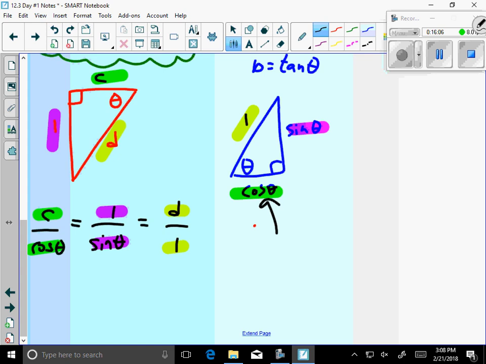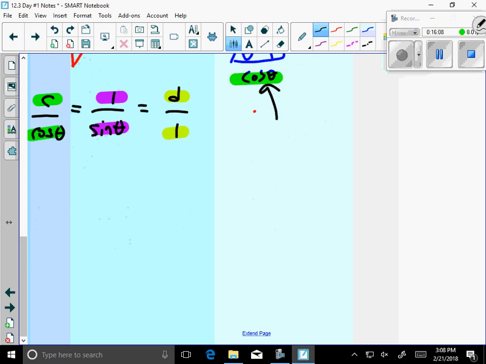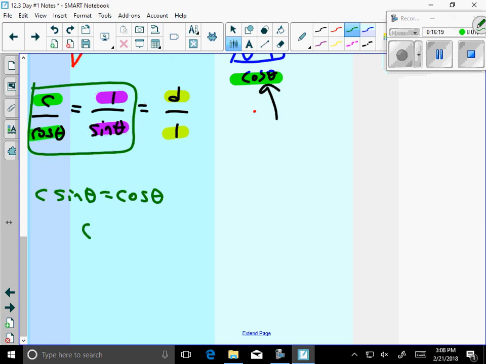Now let's solve for C and D. Let's do C first. Boom shakalaka. C times sine theta equals cosine theta. Divide both sides by sine theta, and you get cosine theta over sine theta, which is your new function. Your new function is cotangent theta. Okay, cool. So C is cotangent theta.